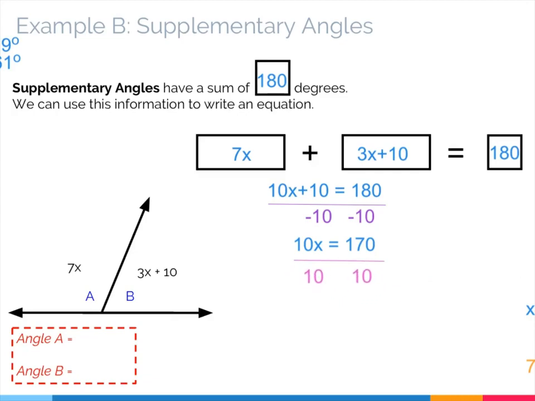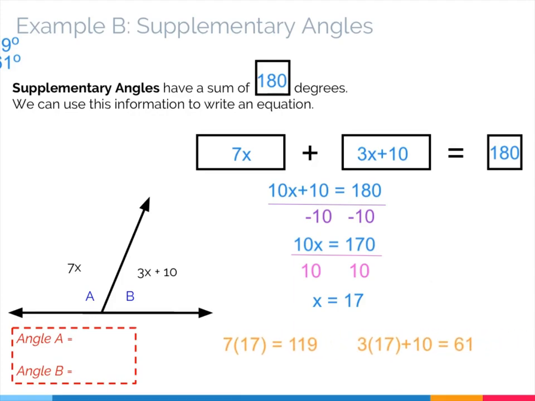Divide both sides by 10. 10 divided by 10 is 1, or 1x. 170 divided by 10 is 17, and x equals 17. But again, that doesn't solve our problem. It just tells us what x is. We still have to substitute x in to figure out what our angles are.